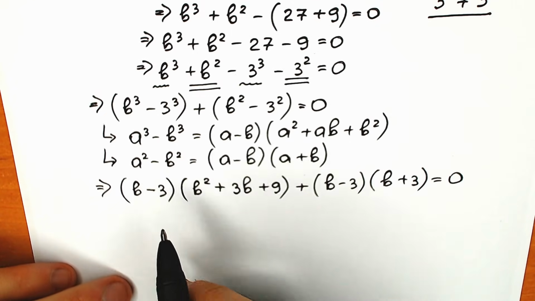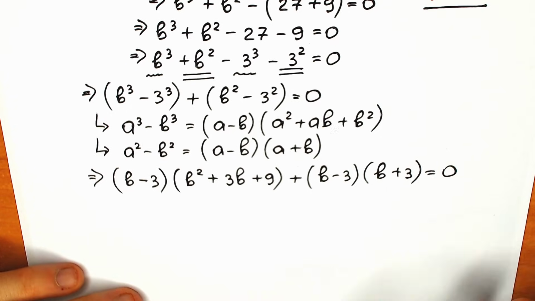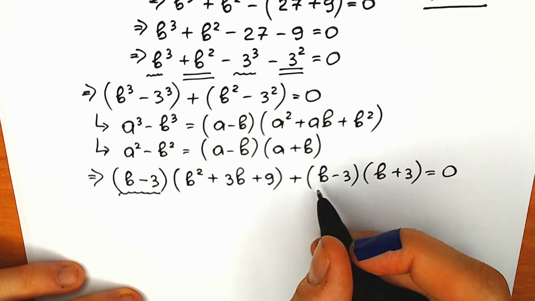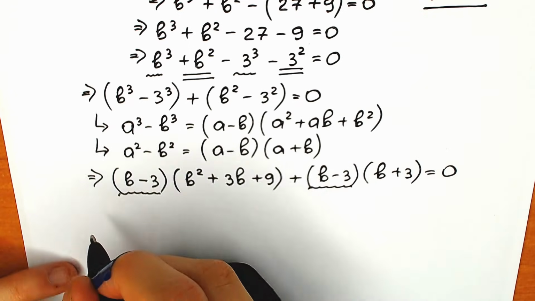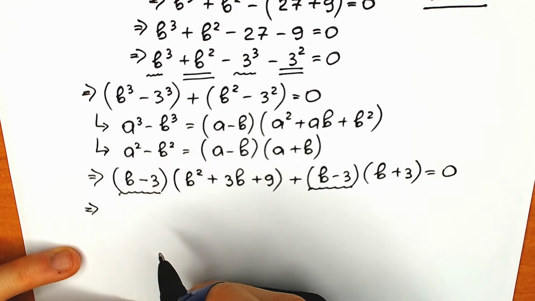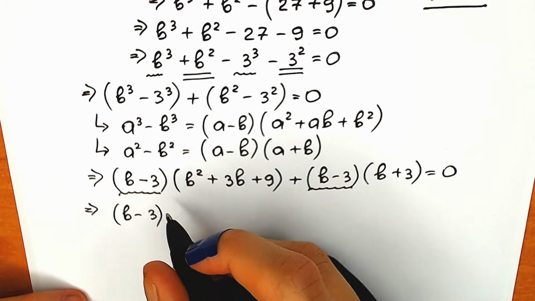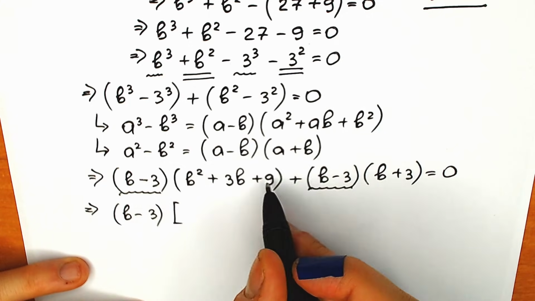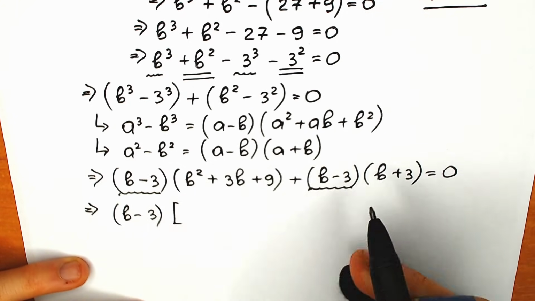And right now, forget a little bit about what we did before. Let's look at this question from a different angle, because we have a lot of parentheses, and the main thing right here is that we have the same expression, b minus 3, right here. So basically, we can factor it. Okay, so let's do it right now. We can easily factor this b minus 3, and in another parenthesis we have this parenthesis plus this one.